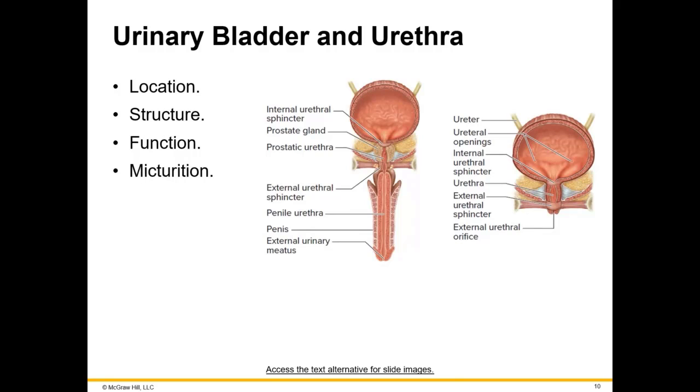The urinary bladder stores approximately 200 ml or 7 ounces, 7 shot glasses worth. Prior to micturition, urine exits the urethra via the external urinary meatus. The figure here illustrates the location of the urinary bladder, urethra, internal and external sphincters, and the urinary meatus. So that's where we're talking about.